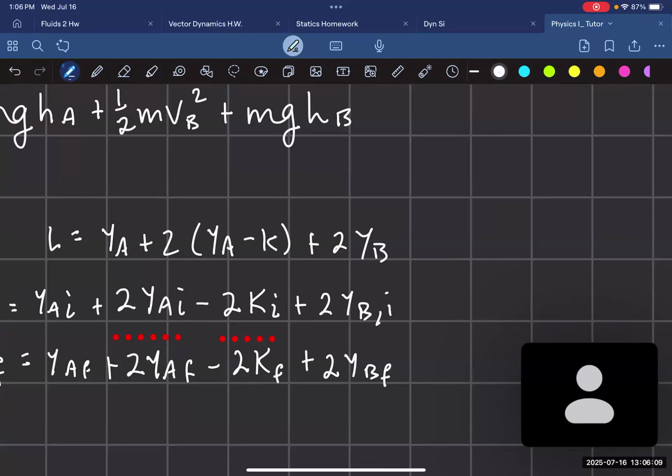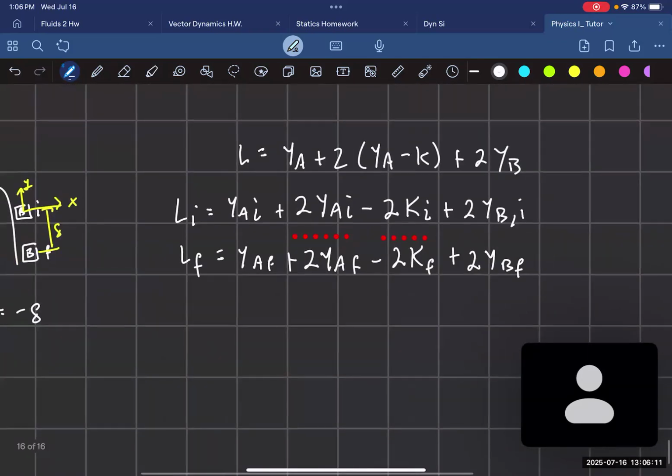What we're going to do now is subtract length final of the rope minus length initial of the rope, which is delta L. And we know that the length does not change, the actual number of the length. If the length was originally 3 meters, it stays at 3 meters.